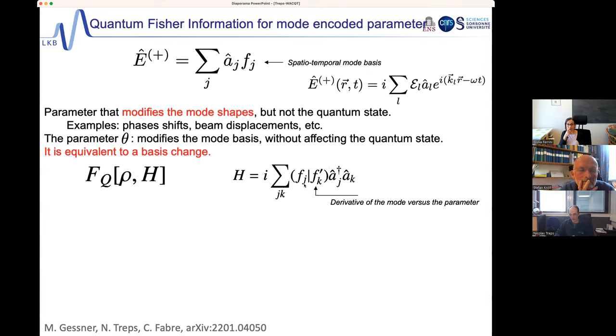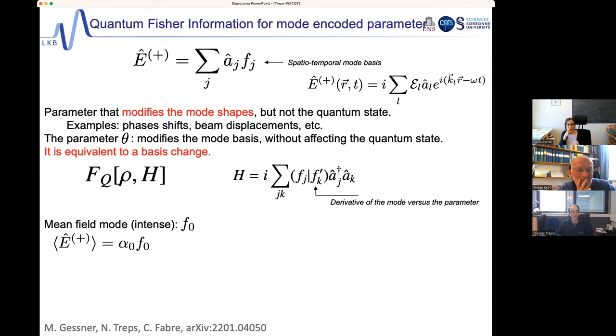I don't give you the details, but please ask questions if you want. But this is the most generic basis change Hamiltonian, which is governed by a scalar product between your mode and the derivative mode. And this is like in the slide before. What is important is how the modes depend on the parameter. So that's why these terms appear.